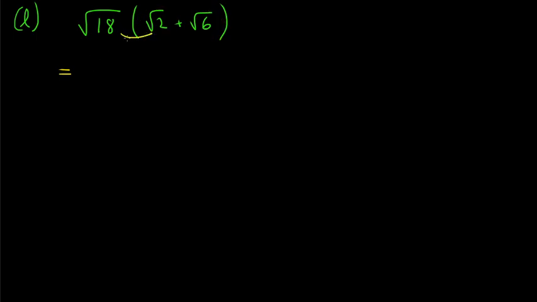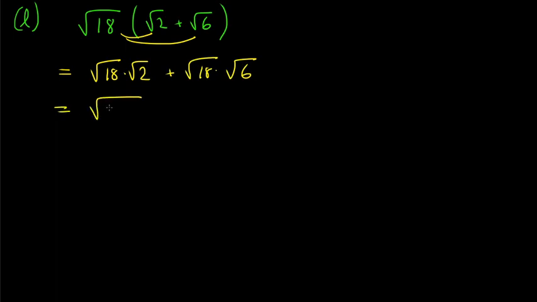So why don't we just distribute the square root of 18? We have the square root of 18 times the square root of 2 plus the square root of 18 times the square root of 6. So that's the square root of 18 times 2. 18 times 2, I believe, is 36. And then 18 times 6 is 108.